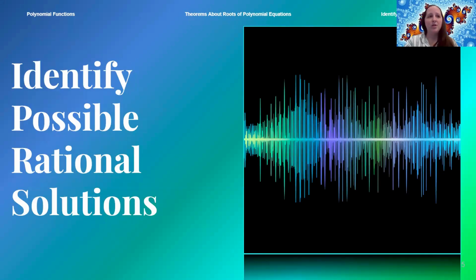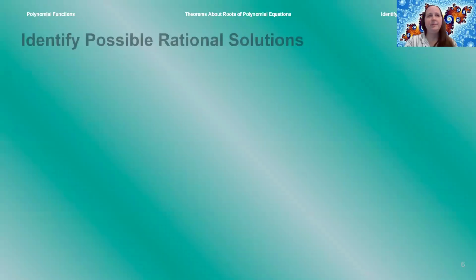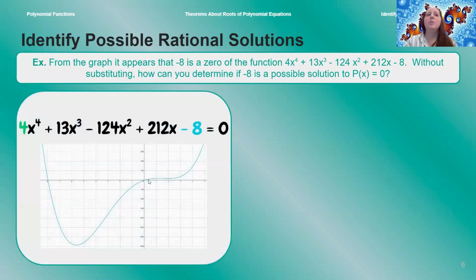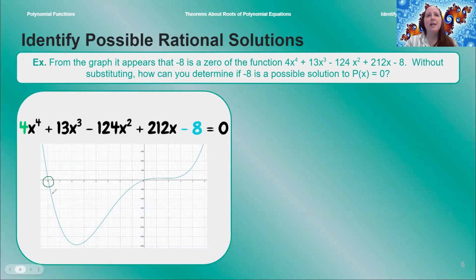Identify possible rational solutions. So for example, from the graph, it appears that negative 8 is the zero of the function 4x to the fourth plus 13x cubed minus 124x squared plus 212x minus 8. Without substituting, how can you determine if negative 8 is a possible solution to P of x equals 0? Okay. So based off of this information, it looks like negative 8, which is right here, is a possible 0 for this equation.